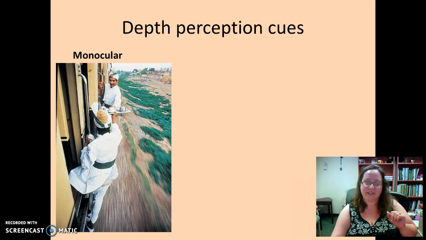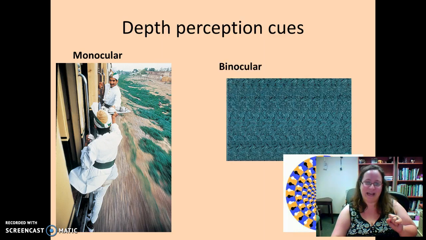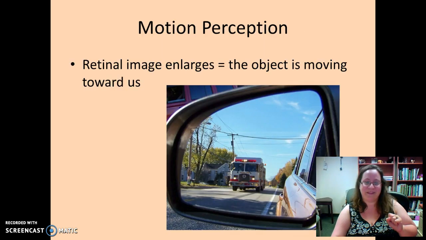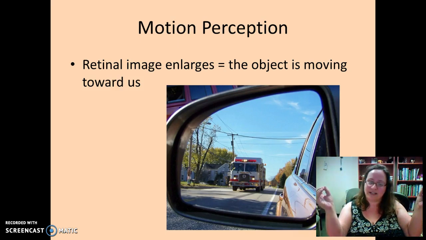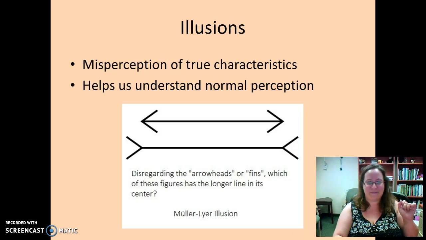We've got different depth perception cues. Your book goes into this quite heavily, but really you don't need to spend a ton of time on depth perception cues. The monocular we can see with one eye, binocular you need two. You can read about how our motion perception occurs, but really when the retinal image enlarges, when you see something in your retina bigger, we know it's moving toward us. If it gets smaller, we know it's moving away. So that's how we can perceive.